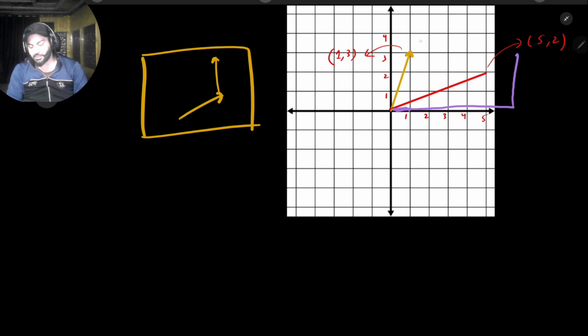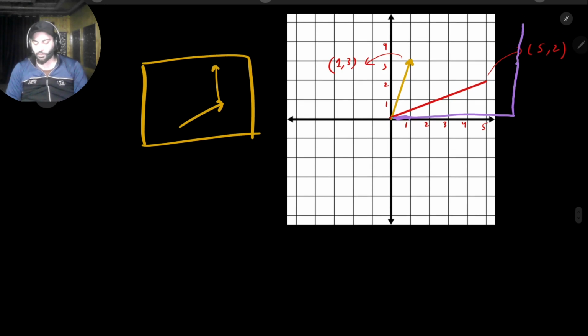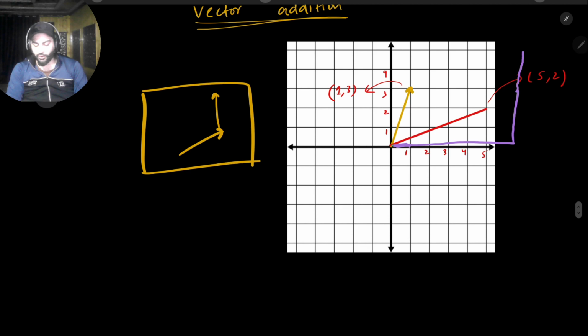Because the yellow vector's y component is 3 and the red vector's y component is 2, we'll take 2 y components over here, so we'll reach somewhere around here. So all of this blue shows the net effect, the resultant effect of the two vectors.